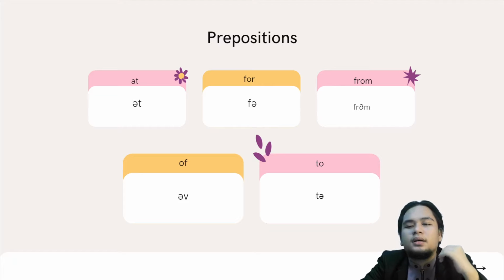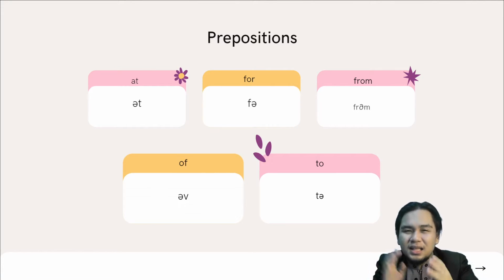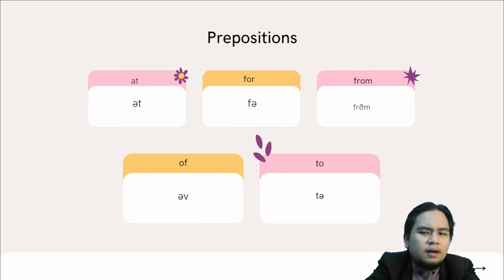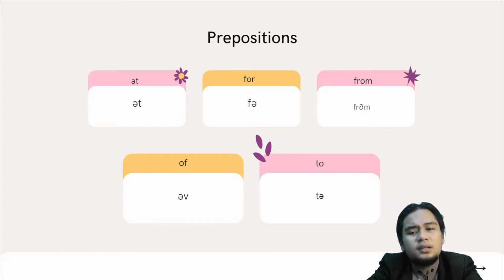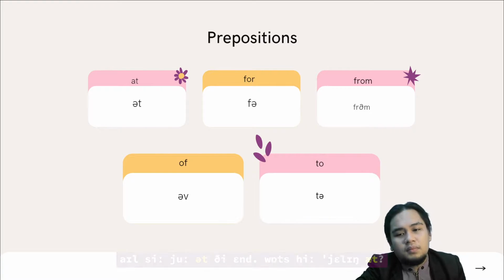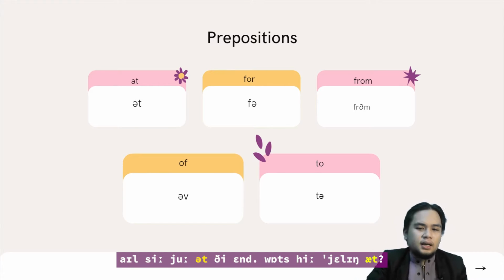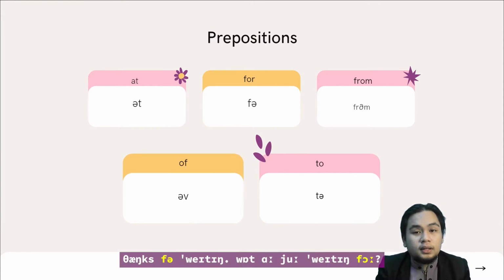Moving on, prepositions. So what are prepositions? Prepositions are a class of words governing and usually preceding a noun or pronoun and expressing a relation to another word or element in the clause. For example, the first one, at. I'll see you at the end. What's he yelling at? For. Thanks for waiting. What are you waiting for?